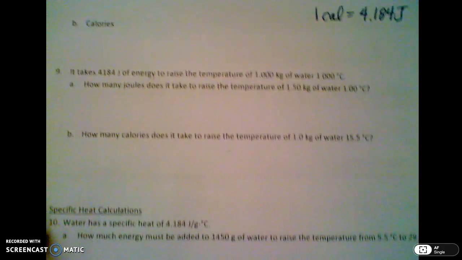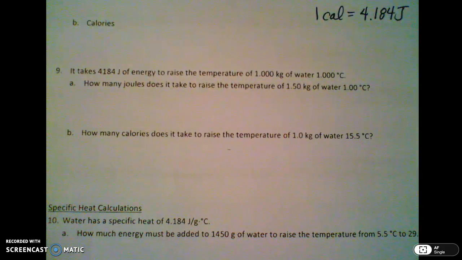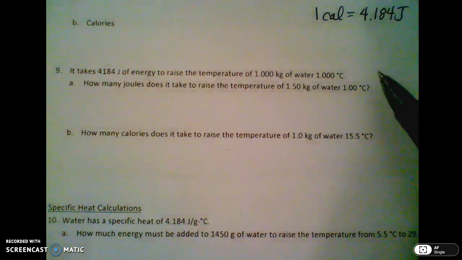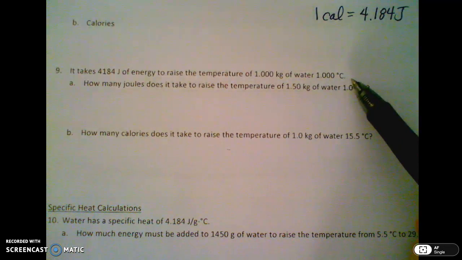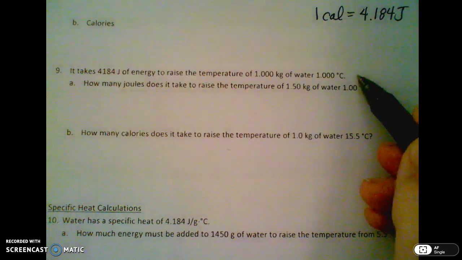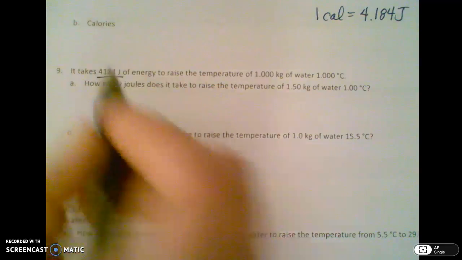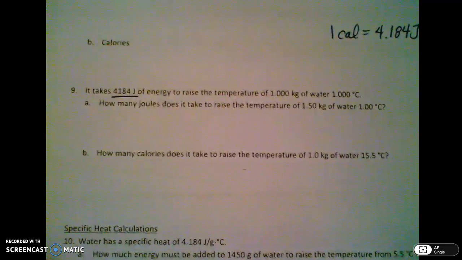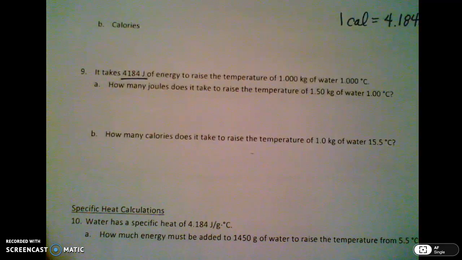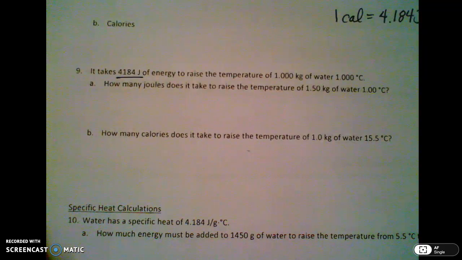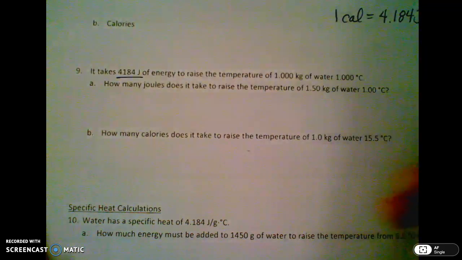If we go ahead and look here, it takes 4,184 joules of energy to raise the temperature of 1 kilogram of water 1 degree Celsius. So if I had 1 kilogram of water and I wanted to raise it from 50 to 51 degrees, it would take this much energy for me to do that. How many joules does it take to raise the temperature of 1.5 kilograms of water 1 degree Celsius?